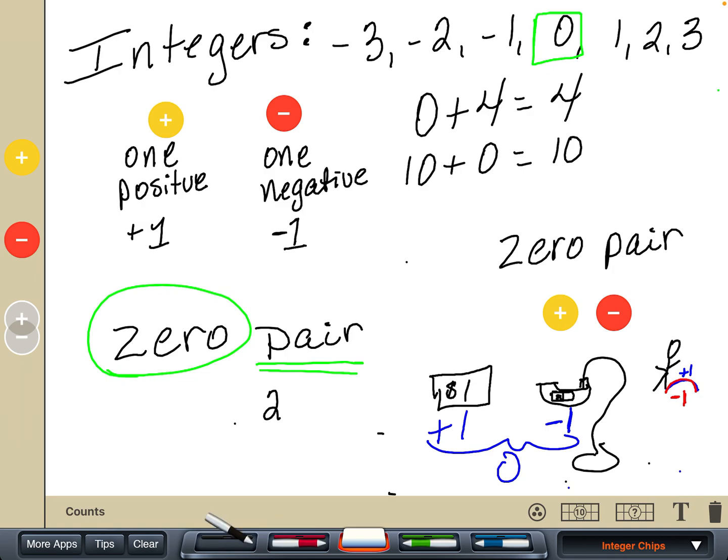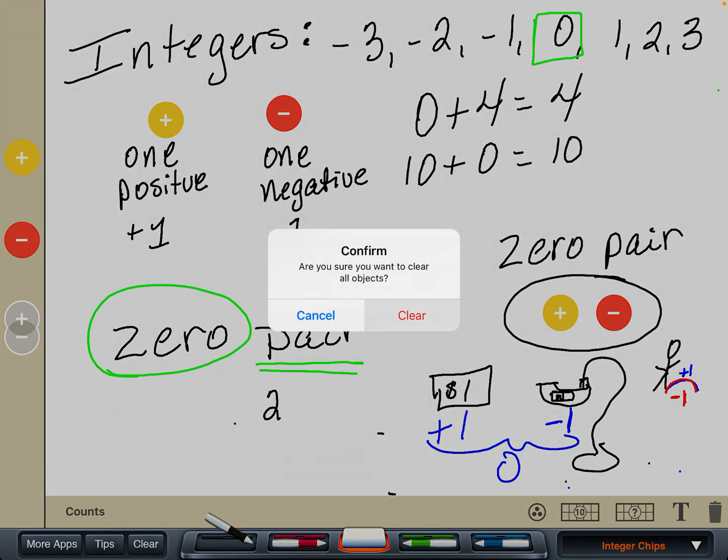So when we look here, 1 positive, 1 negative equals 0. So a 0 pair is exactly what I just said. I'll say it one more time. 1 positive and 1 negative, and they equal 0. When you put them together, they equal 0. I'm going to go clear this screen.